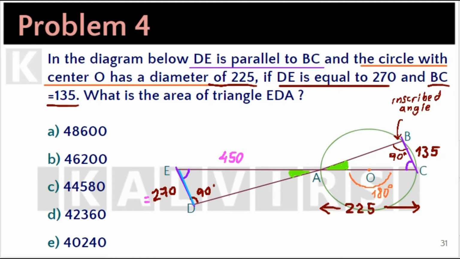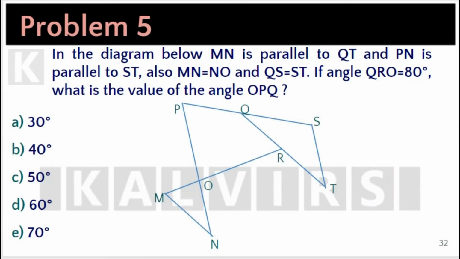Now, we want to find the area of triangle EDA. Triangle EDA is a right triangle. See that 270 is the height, and we need to know the length of the base, DA. We can use the Pythagorean theorem to find the value of the base. Let x be the base.